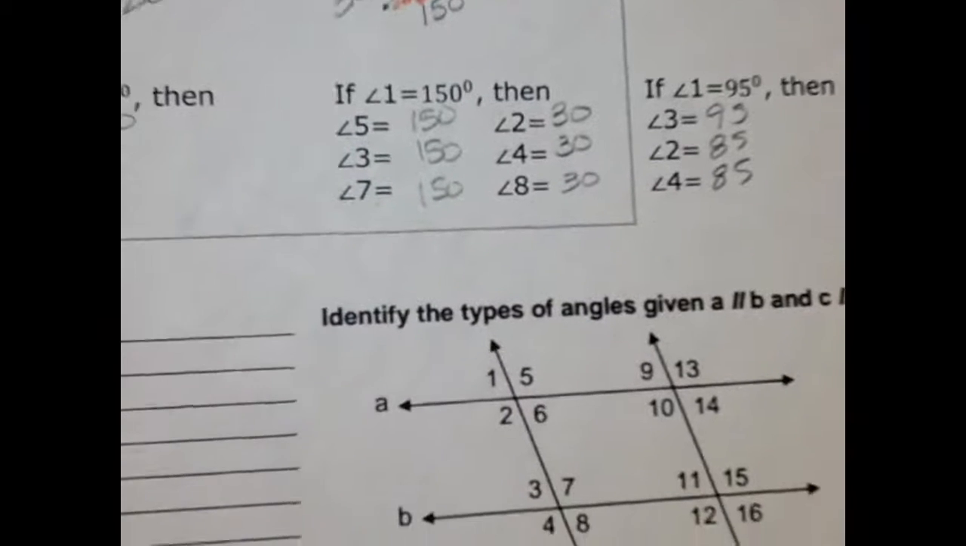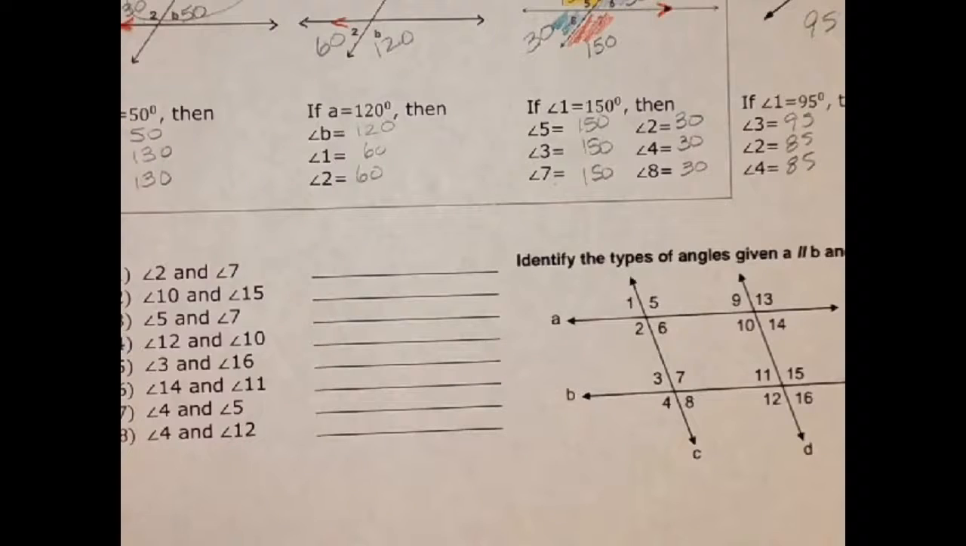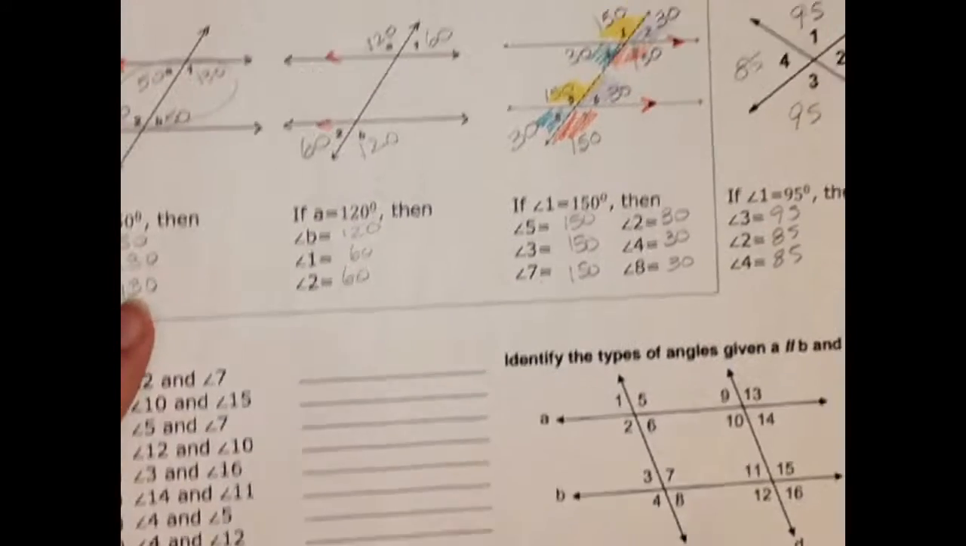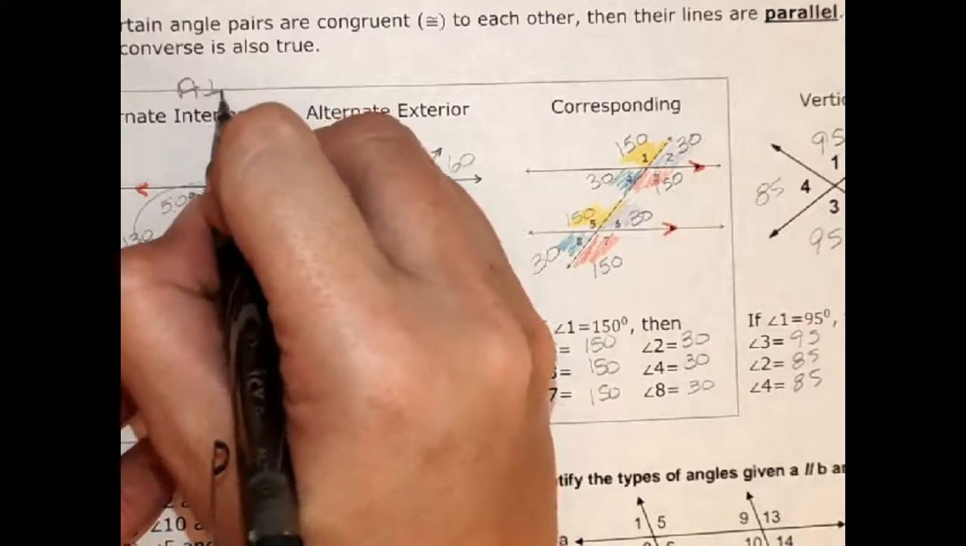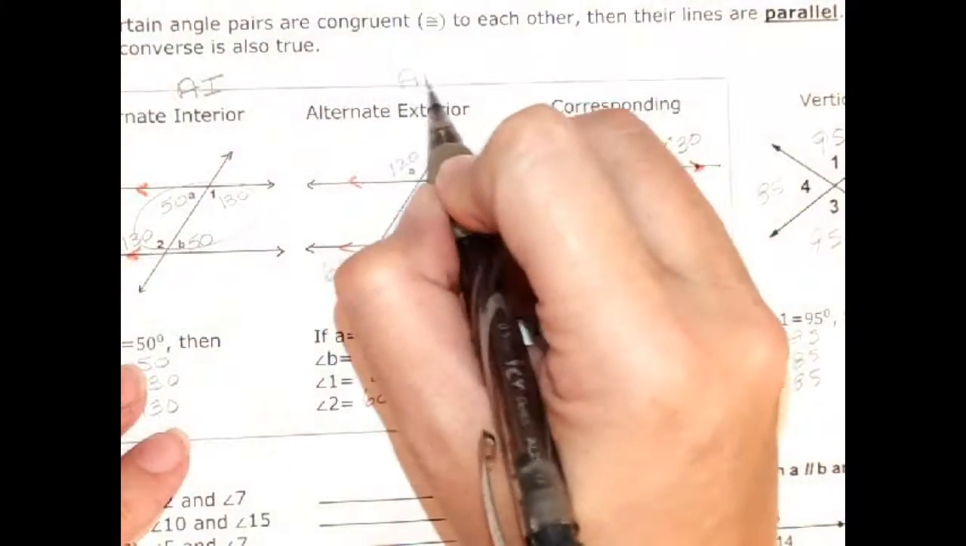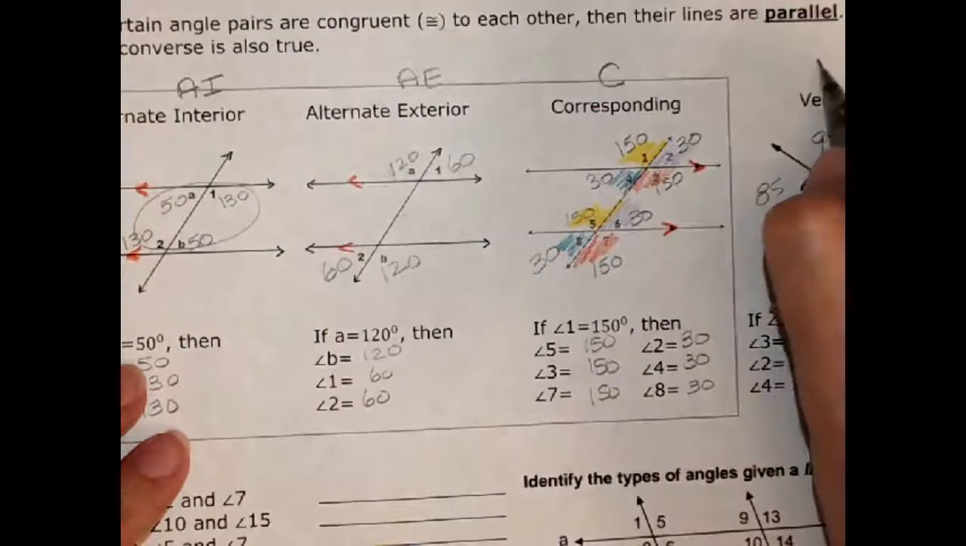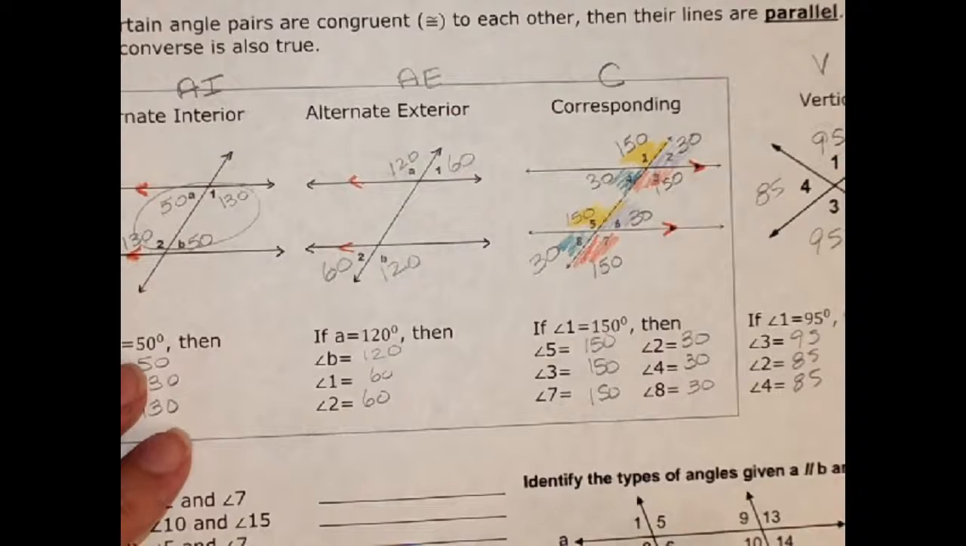Now we're going to name some types of angles. I'm going to scoot out here. They want us to name the kind of angles. I'm going to abbreviate them like this: alternate interior, alternate exterior, corresponding, and vertical. So I'm going to use those symbols here at the bottom.